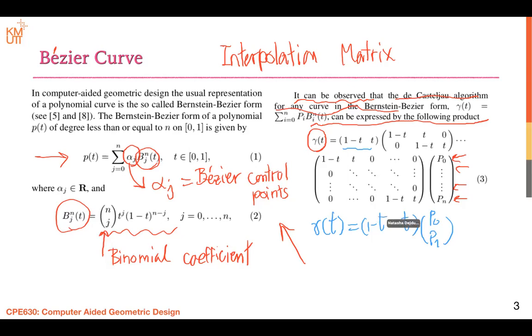Okay, this is the Bezier curve of degree 1. This is the matrix multiplication: 1 minus t, t times p0, p1, which gives 1 minus t p0 plus t p1. Do you still remember how to perform matrix multiplication?